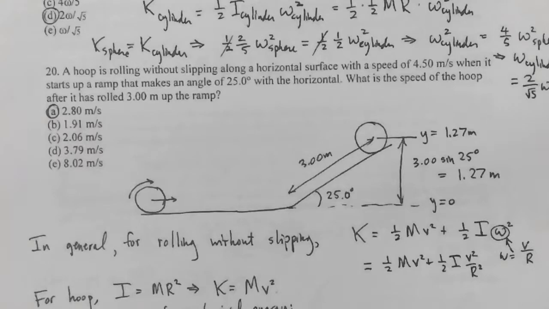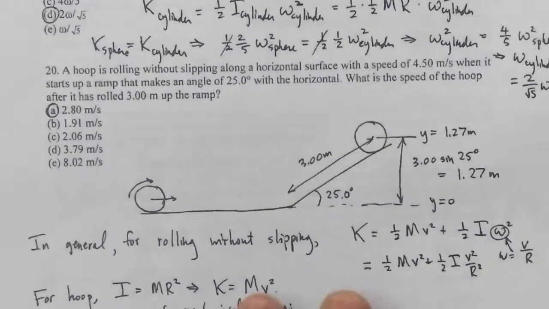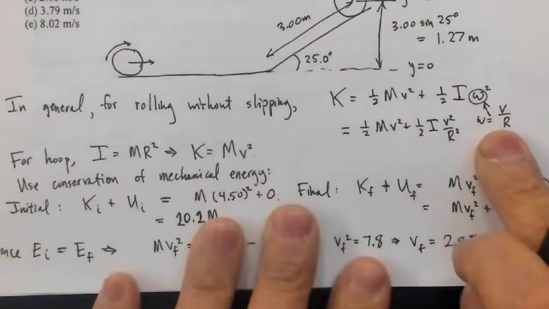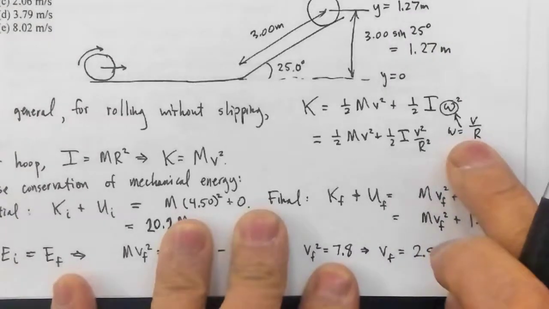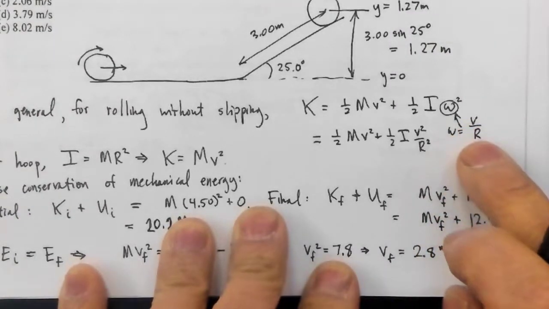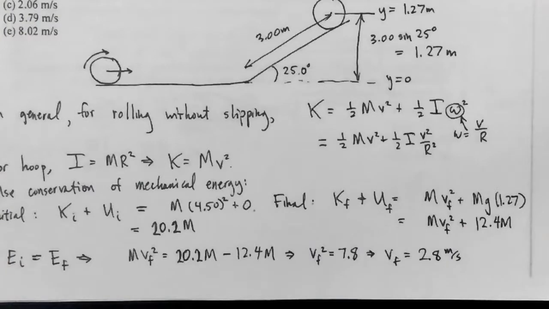Okay. And then there's a third concept that you have to have, and that's the connection between the omega, how fast it's rotating, and how fast the center of the wheel or the center of the cylinder is moving. And that's the formula that gets written right here, that V is equal to omega times R, or omega is equal to V over R. All right, so there's three concepts in this problem. That's what makes this kind of difficult, but you need to know all of those three and put those together.